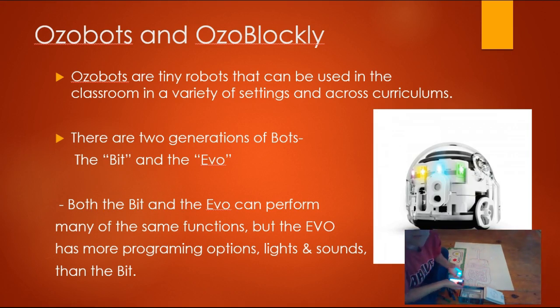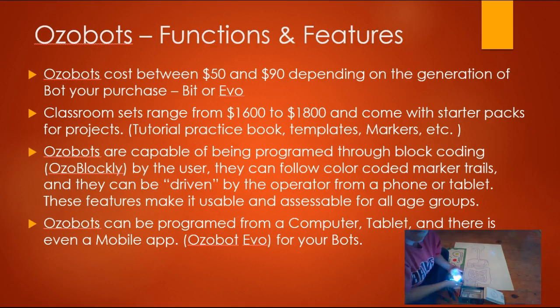There's two generations of the bots, the BIT and the EVO. Both the BIT and the EVO can perform many of the same functions, but the EVO has more programming options, lights and sounds, and stuff like that than the BIT. They're a little bit more fun. As far as functions and features, Ozobots can cost between $50 and $90 depending on the generation of your bot purchase. The BITs run around $50 and the EVOs run around $90.